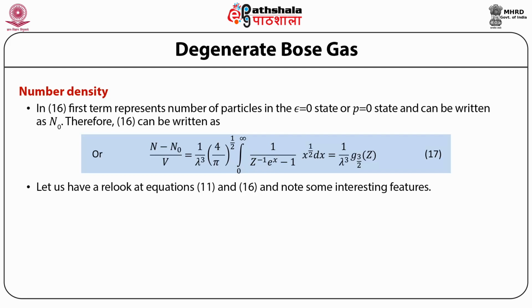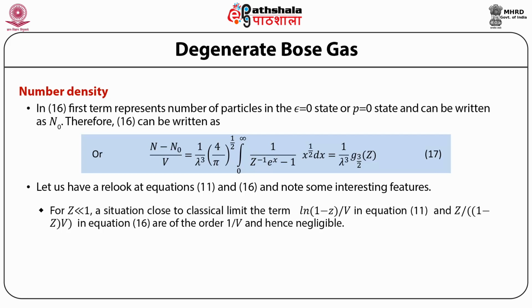Let us have a look at equations 11 and 16 and note some interesting features. For z very much less than 1, a situation close to the classical limit, the term log of (1 minus z) upon V in equation 11 and z upon (1 minus z) V in equation 16 are of the order of 1 upon V and hence negligible.